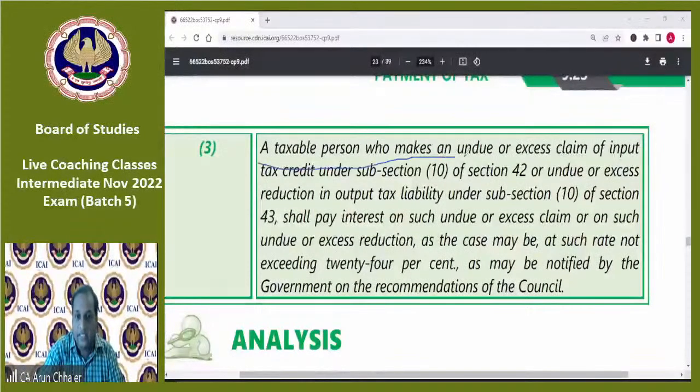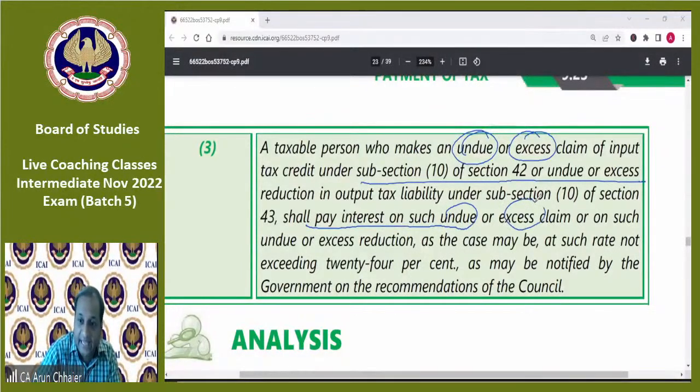Now, one has asked the question for ITC. A taxable person who makes an undue or excess claim of ITC. Suppose my eligibility is 3,000, but I have claimed 5,000, so I have an excess claim of 2,000. It says that if a taxable person makes an undue or excess claim of ITC under 42(10) or 43(3), then he shall pay interest on such undue or excess claim, or on such undue or excess reduction as the case may be, at such rate not exceeding 24%. So if I am eligible to claim ITC of 3,000 but have claimed 5,000, on the 2,000 I need to pay interest at the rate of 24%.